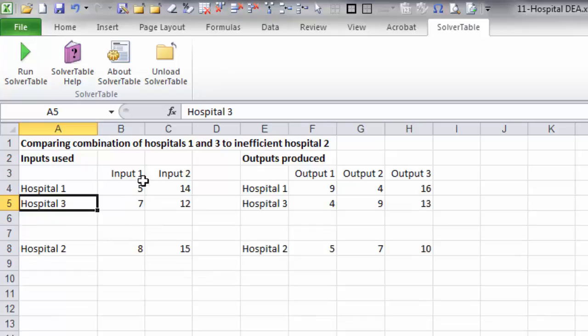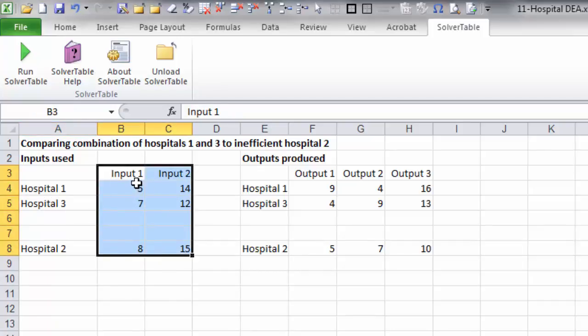Now, is there any way of combining these two hospitals, 1 and 3? Now, in your textbook, there is a typo. This is given as hospital 2, which actually it should be 3. Is there a combination of these two hospitals in input and output in such a way that you can use less input than hospital 2 for this combination hospital and yet produce more output, or at least this many outputs as hospital 2?